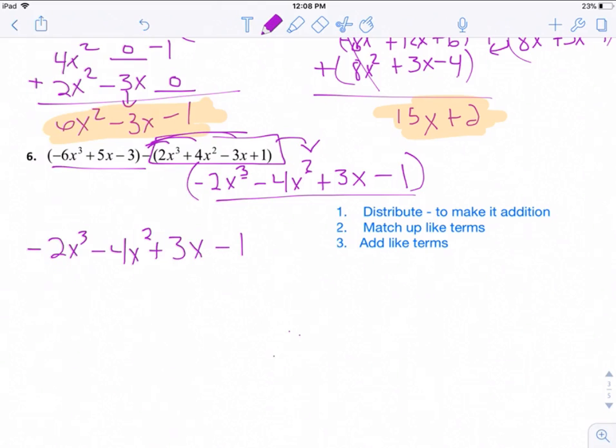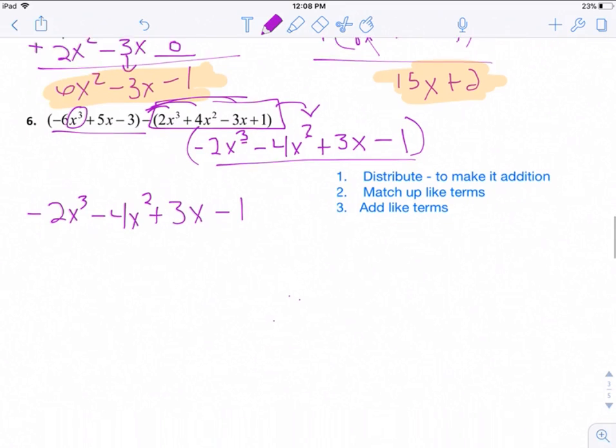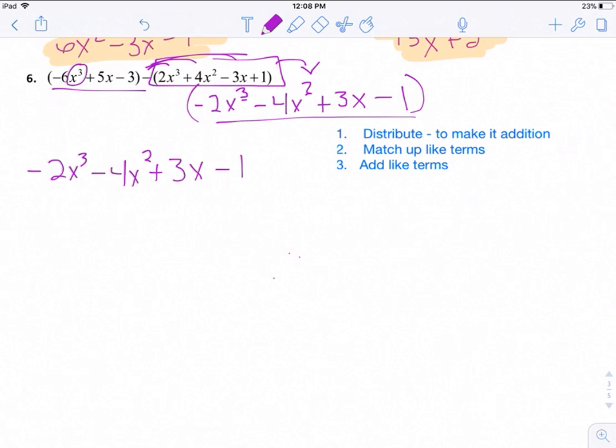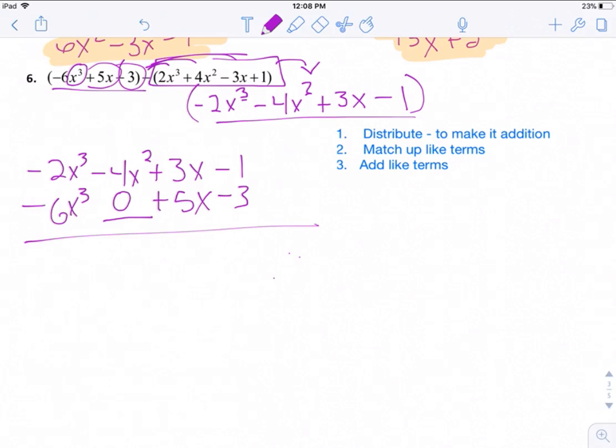And now we have to find our like terms. So we do have one that is cubed. So we do negative 6x cubed. We do not have a square, so we're just going to put our line here. If you want to put a 0, you can. And do we have a 3x over here? No, we have a 5x, so we're going to do plus 5x. And we do have a constant, and that's minus 3. So we're going to add a plus there, and we're going to go straight down.